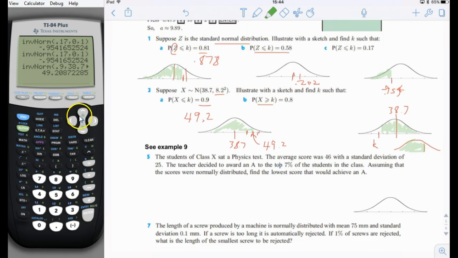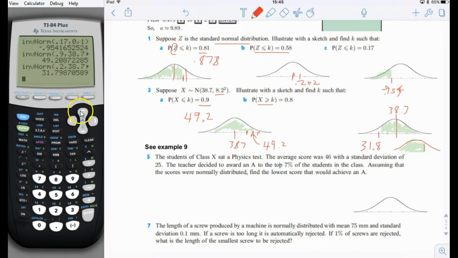So what we're going to do is trick it. Instead of giving it 0.8, we're going to give it 0.2, 1 minus 0.8. And if we do that, then it's going to give us what we want. So we're going to give it 0.2. And the rest of it, 38.7, 8.2, remains the same. And then it says 31.8. And so 31.8 is going to be here. Does that make sense? Yes, because 31.8 is to the left of 38.7.